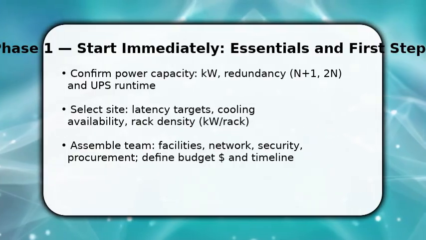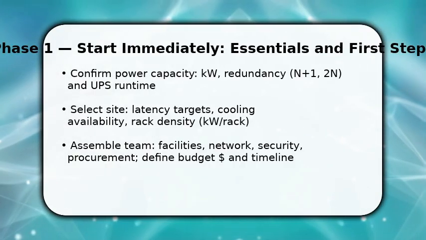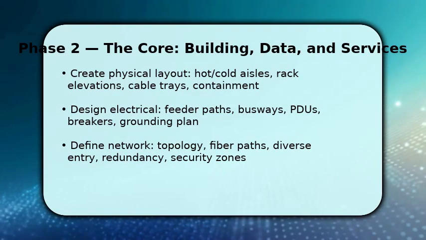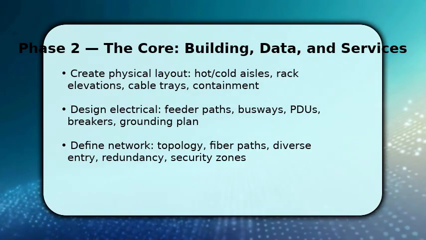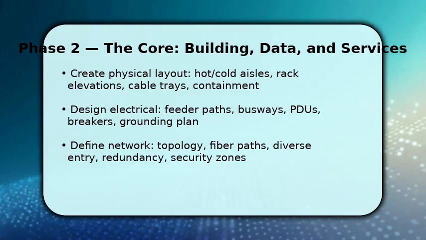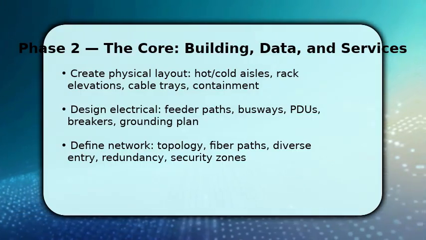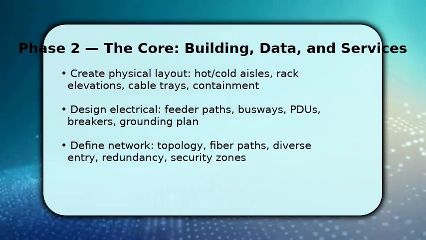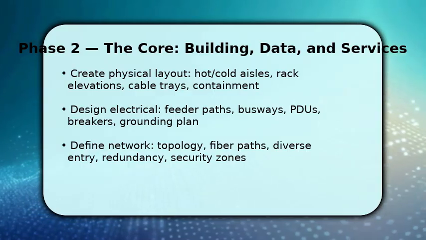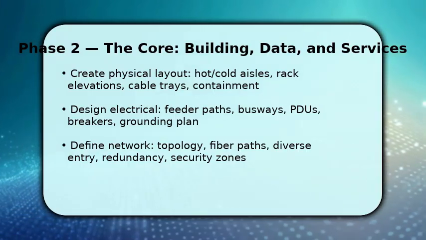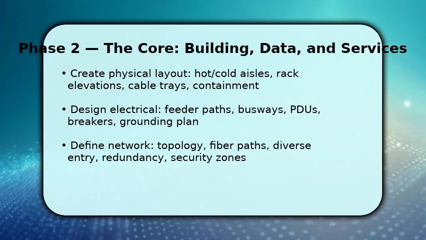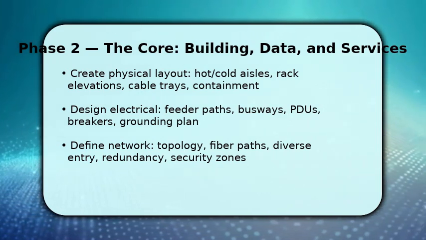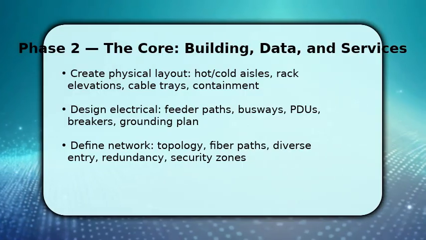Once the kickoff is done, translate requirements into detailed drawings and specs. Lay out hot and cold aisles, containment, rack elevations, and cable tray routes so airflow and serviceability are optimized. Simultaneously, design electrical feeders, busways, PDU, breaker schedules, and grounding. Make sure load balancing and redundancy meet N+1 or 2N targets. Define a network topology with diverse fiber entry, redundant paths, and clear security zones. Verify procurement lead times and coordinate installers so mechanical.